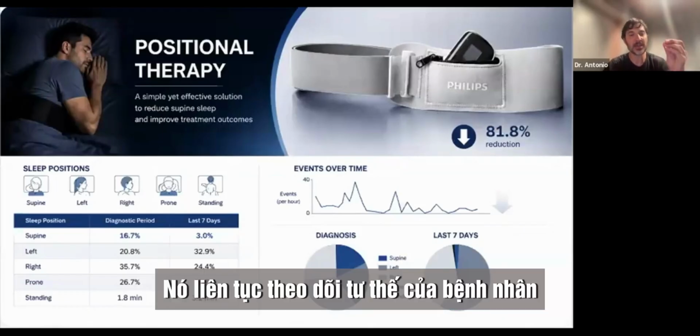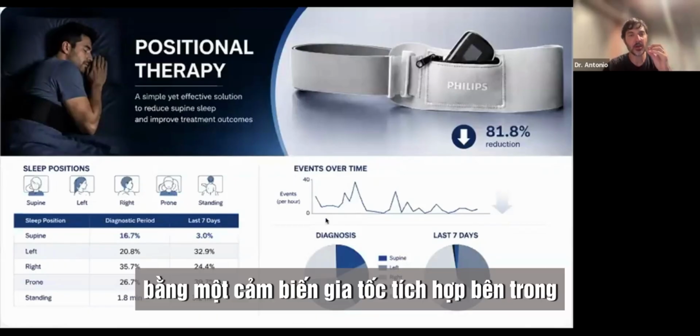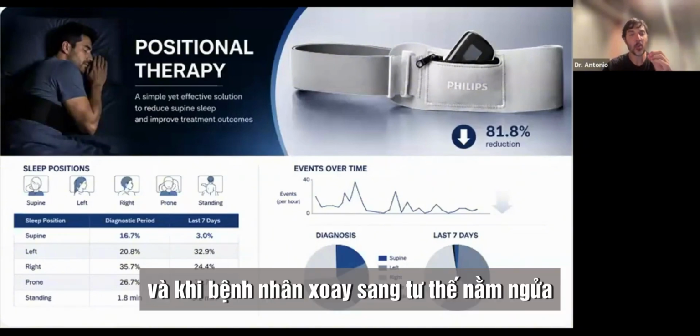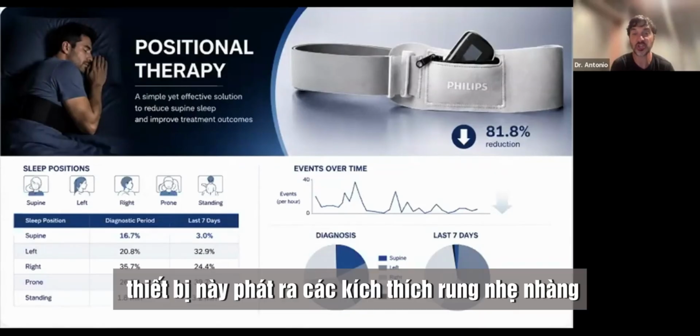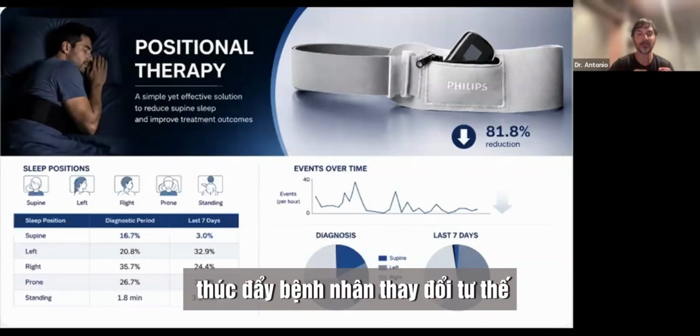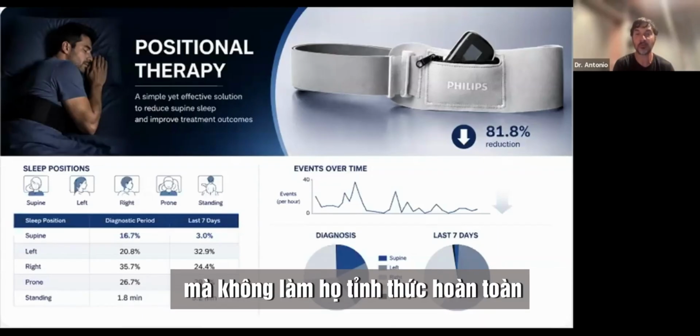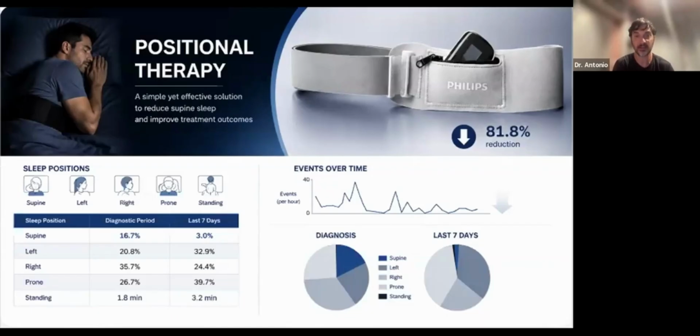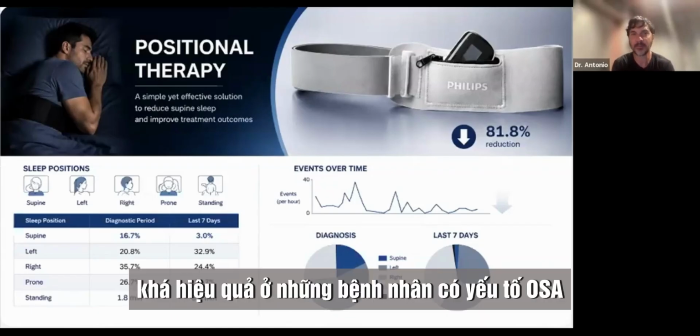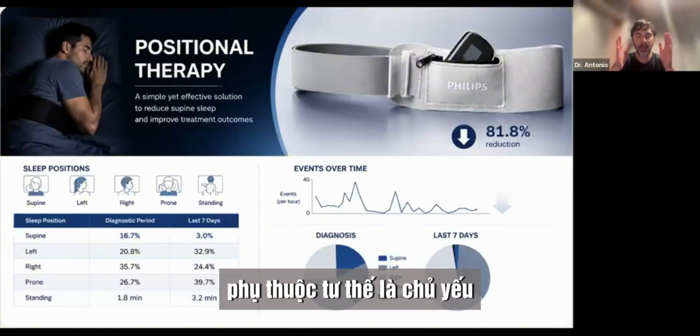It continuously monitors patient position using an internal accelerometer. And when the patient rolls onto the supine position, this device delivers gentle vibration stimuli that prompt the patient to change position without fully awakening. And this device is quite effective in patients who have mainly positional OSAS.